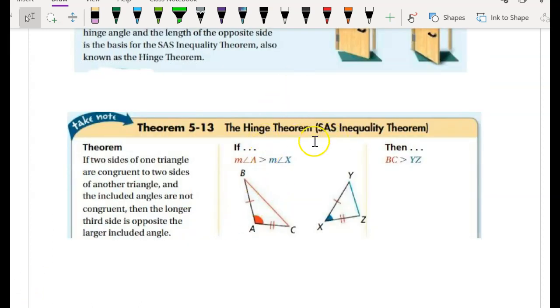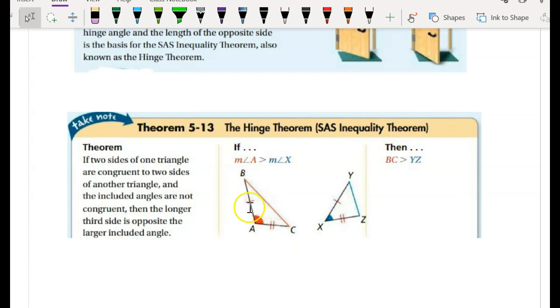Now what the hinge theorem says: if two sides of one triangle are congruent to two sides of another triangle, so here we have two sides in one triangle, they are congruent to two sides in another triangle, and the included angle, so in this case A is the included angle and X is the other included angle. If those angles are not congruent, then the longer third side is opposite of the larger included angle.